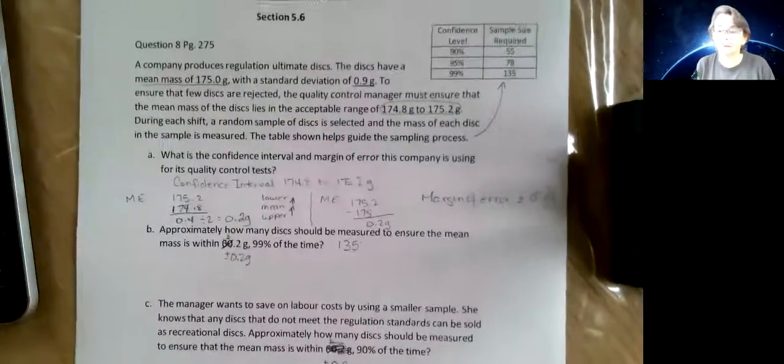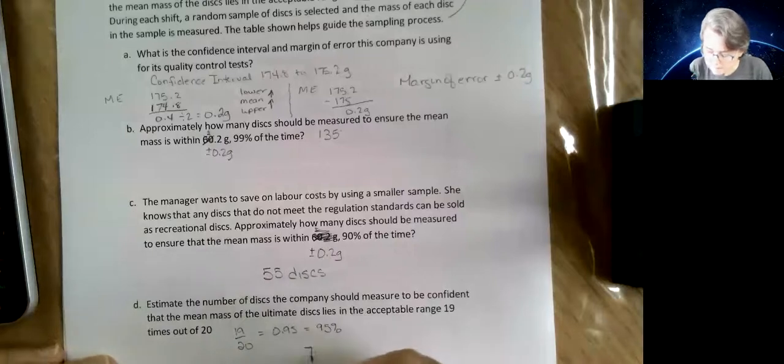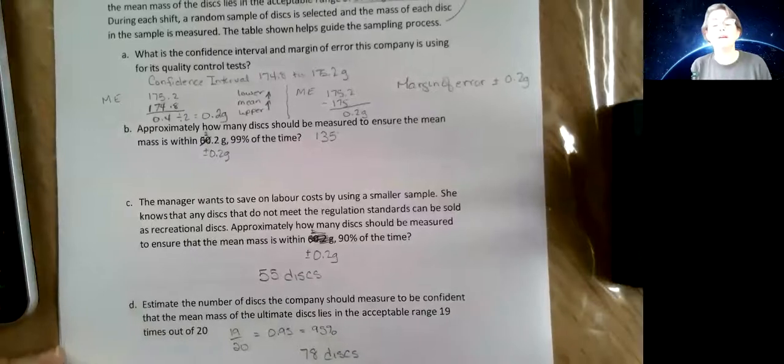And if I go back up here, 95% is 78. And there we go. That is our answer to the second part on confidence intervals. Bye-bye.